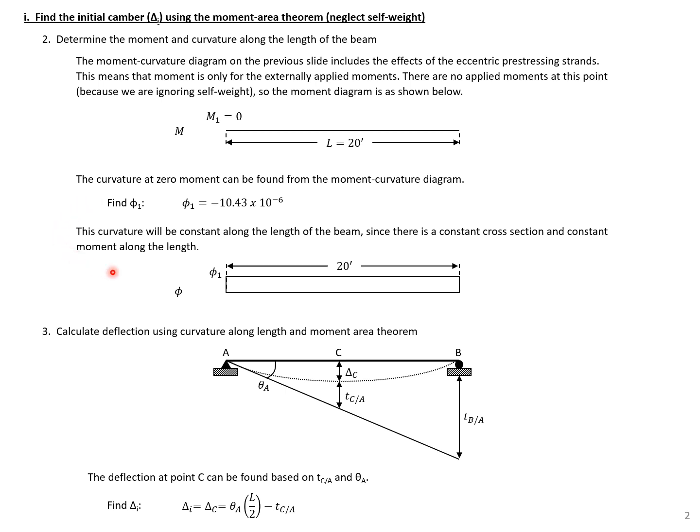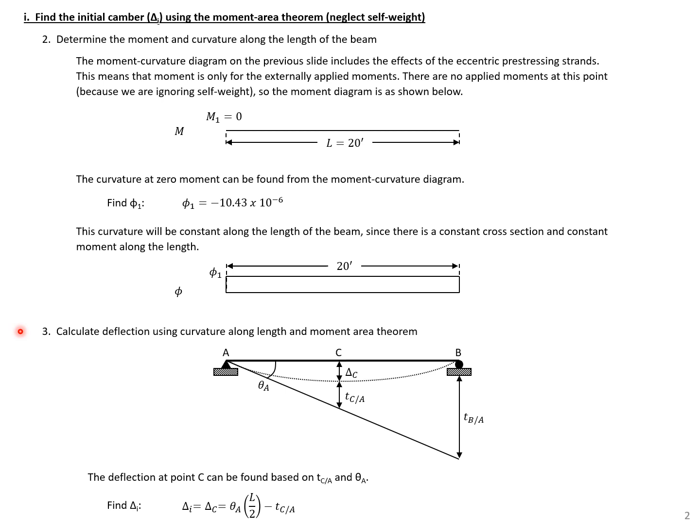We know that because we have a constant moment and we have the same moment-curvature diagram along the length, because we have the same strand profile and same cross-section shape, we'll have a constant curvature diagram along the length as shown here.